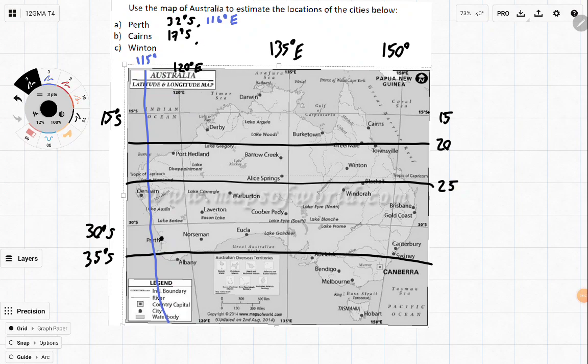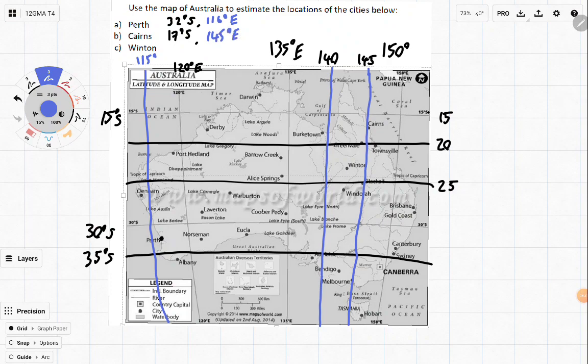And for the east-west, well, it's in between 135 and 150. So let's draw in some extra lines. It's about a third. And I'd say it's pretty close on. This is the 135, so this is the 140, 145. I'd say it's pretty close on 145, so let's put 145 east for that one.